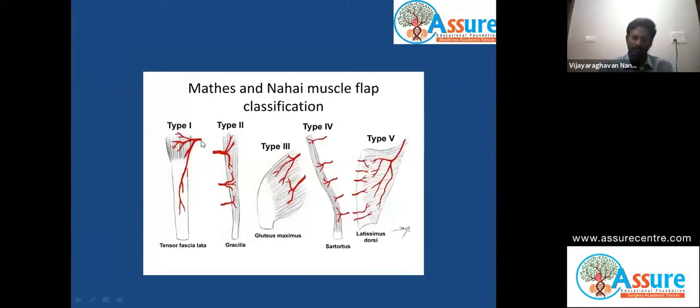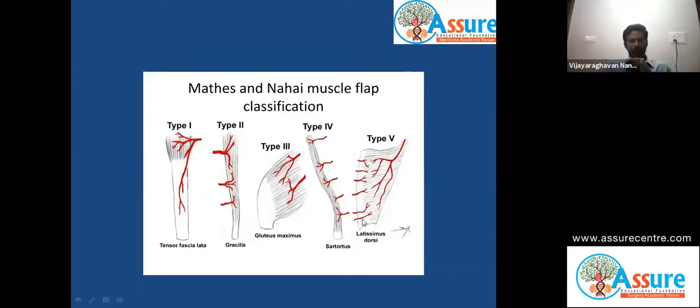So, type 1. It's very simple. It's not very difficult to understand. Okay. Type 1 means only one blood vessel is coming. So, there's no question about it. Okay. Type 2, you are getting one major vessel and multiple minor vessels. Okay. And type 3 is you are getting two major vessels. Okay. Type 4 is multiple segmental vessels. Okay, type 5 is one major vessel and multiple segmental vessels.